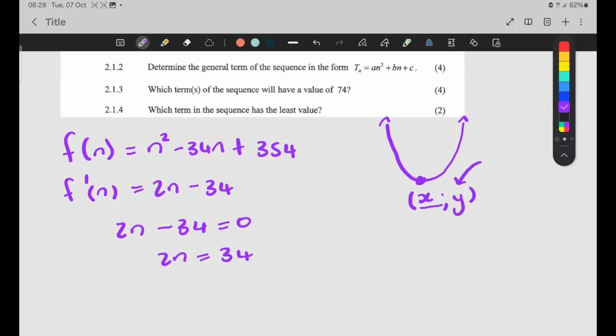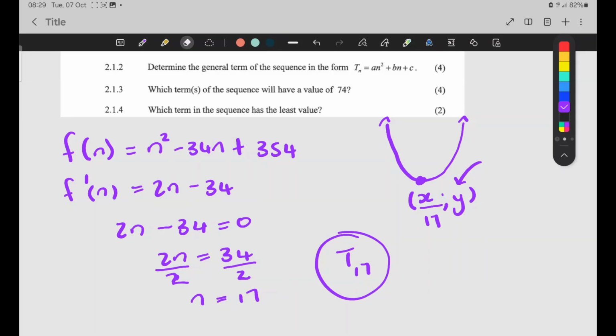Take the 34 over, divide by 2. I get n to be 17. So the x value here of my turning point is 17. So term 17 will have the smallest value, eh? It's the turning point. So if you don't want to derive, I'm going to show you another way.